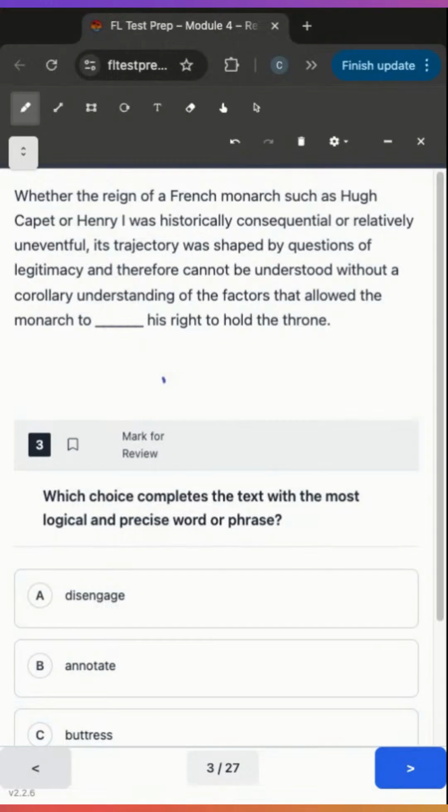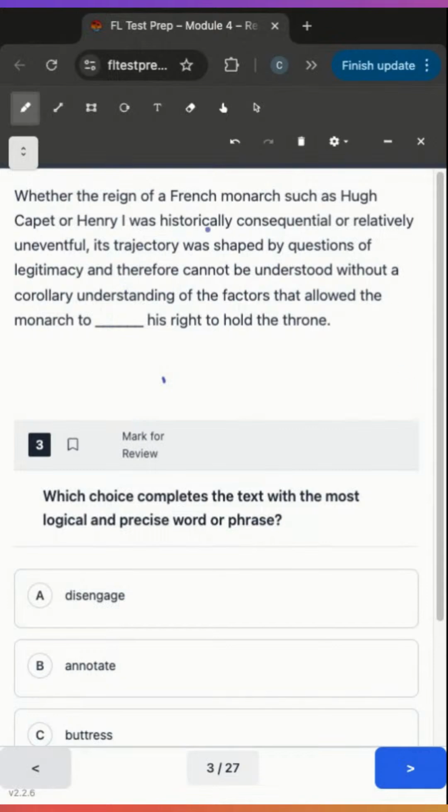Blank. All right. Whether the reign of the French monarchs such as King Capet or Henry I was historically much more relatively history was shaped by questions of legitimacy and therefore cannot be understood without a corollary understanding of the factors that allow the monarch to blank to the right. And I'm probably going to bring in outside knowledge here, which I highly recommend, but whenever I see a king in his right to the throne, it's probably that. Let me see if I can find evidence for that, because that's just what my intuition's telling me.